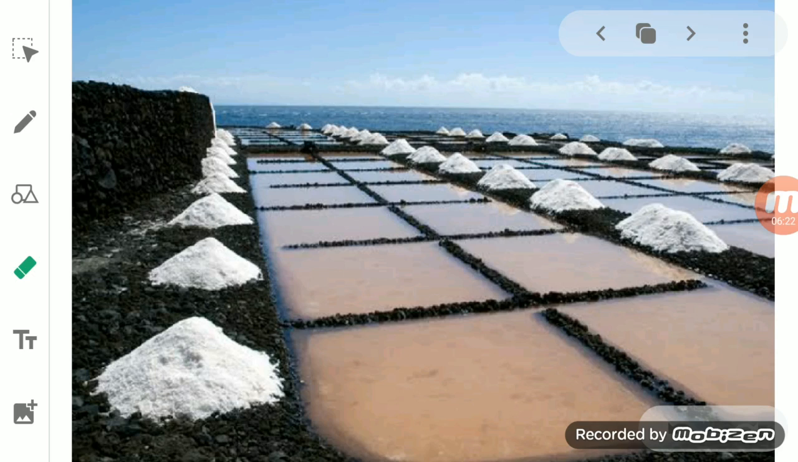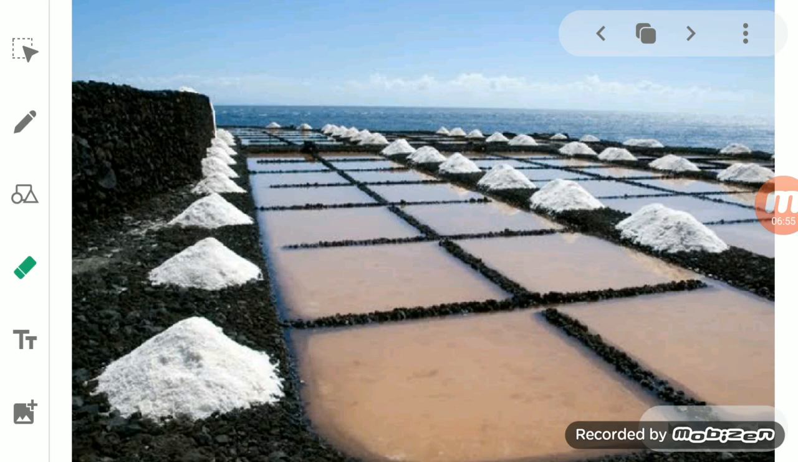We always say that there are two types of water. One is fresh water and the other is marine water. Marine water is also known as saline water. Saline means consisting of salt. So this marine water, that is sea water, is a salty one. It means this sea water consists of salt in it.